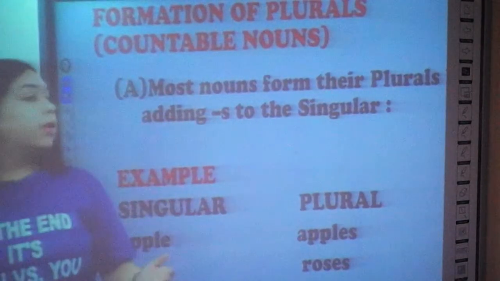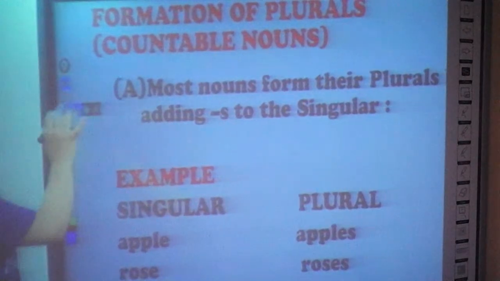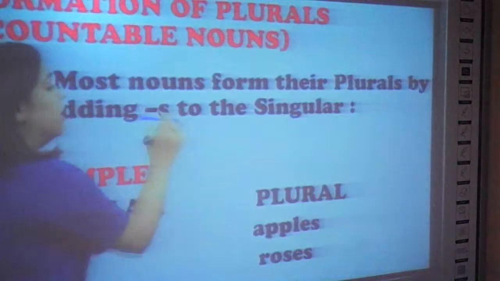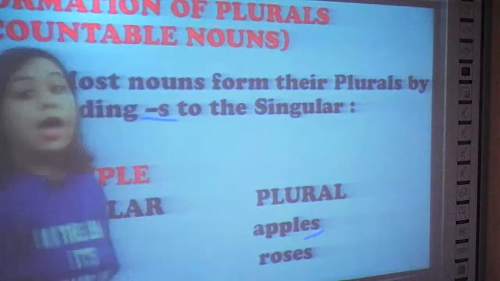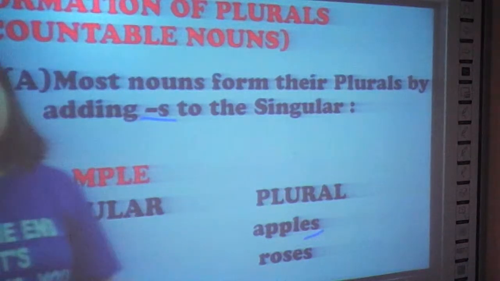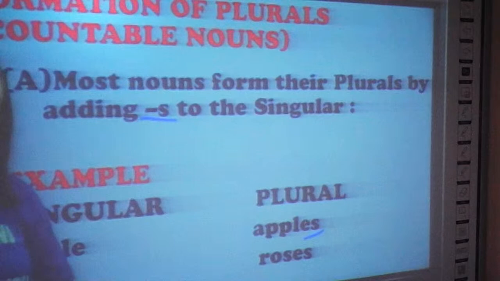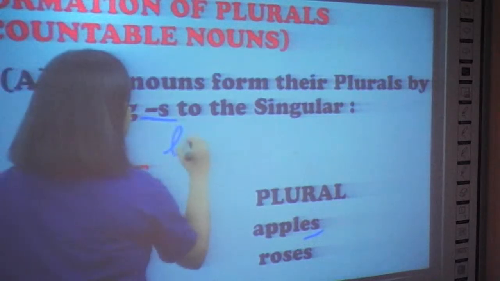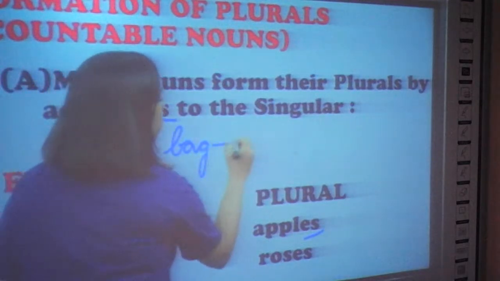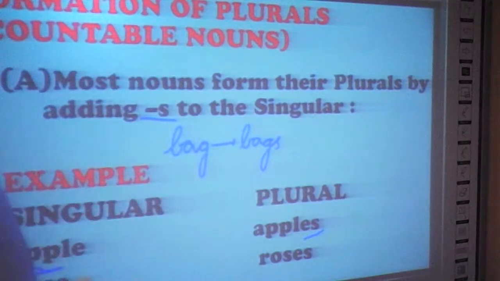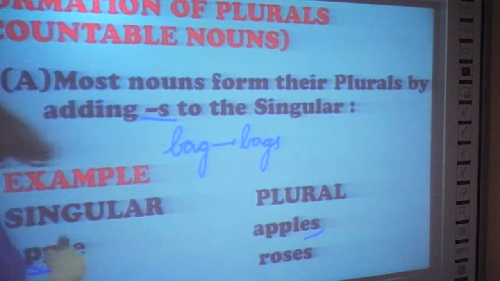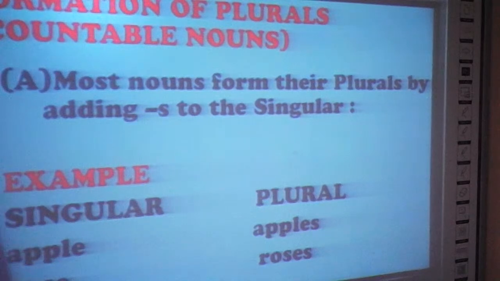Most nouns form their plurals by adding s to the singular. What do you do? You simply add s. For example, apple, apples. What did you do in this one? You just added an s. Rose, roses. If I say bag and bags, okay? Let me just write it for you. Say bag. When you're converting it into the plural, it will turn into bags. Okay? Toy, toys. So you're just adding an s to it. Okay? I hope it's clear.